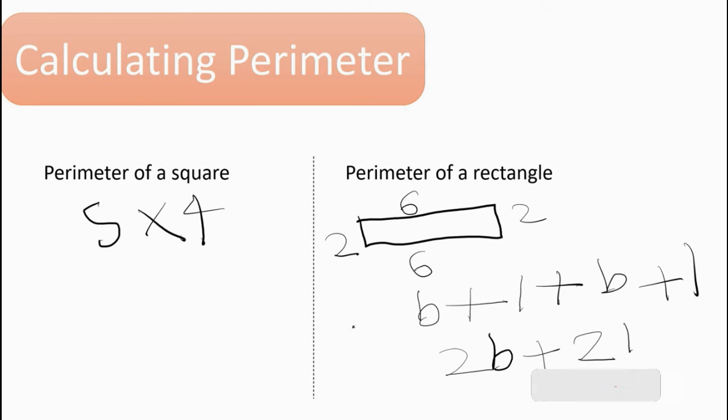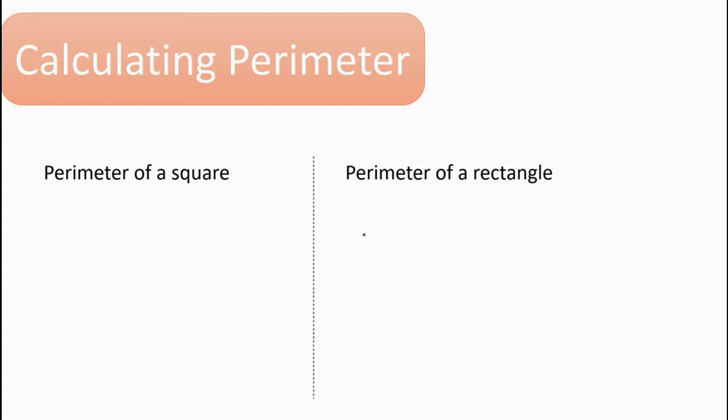And now we can even write it in this way, which is 2 into (l plus b). So this is the formula for calculating the perimeter of the rectangle. Again, if you have a good memory, then you can learn this formula, and if you have good logical skills, then you can derive this formula. You can do it in any way.